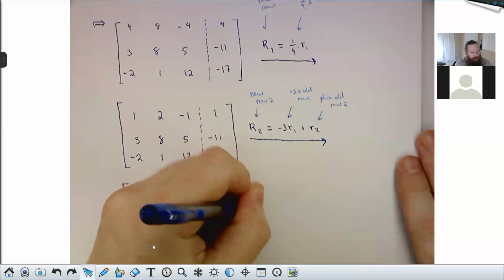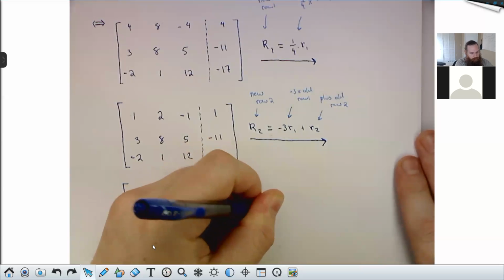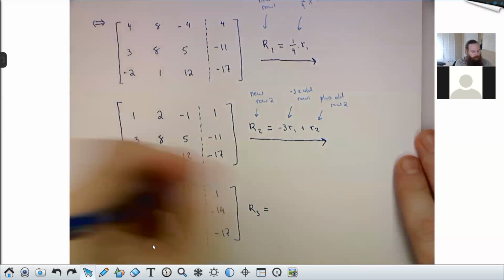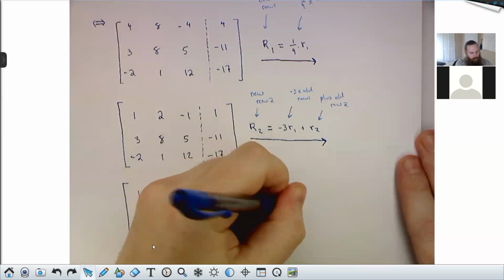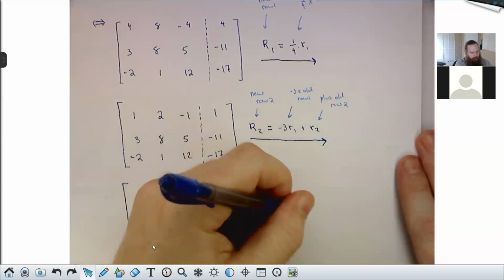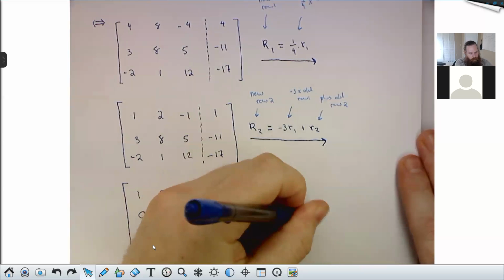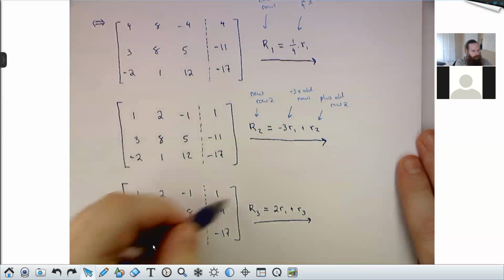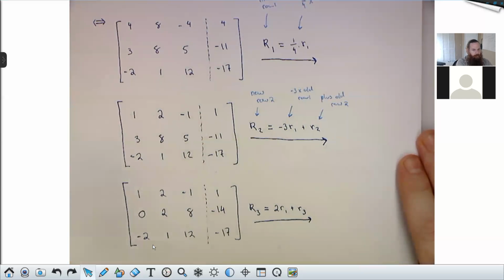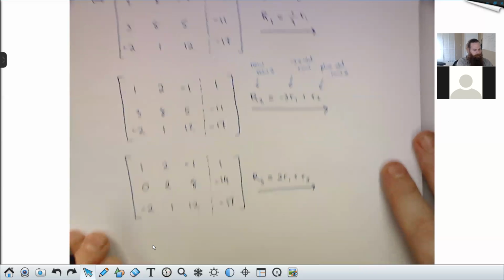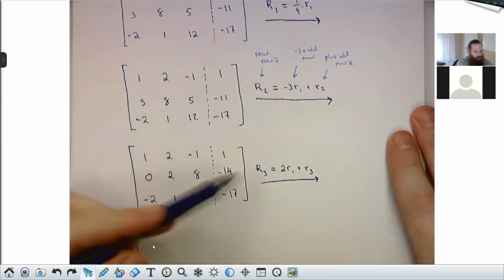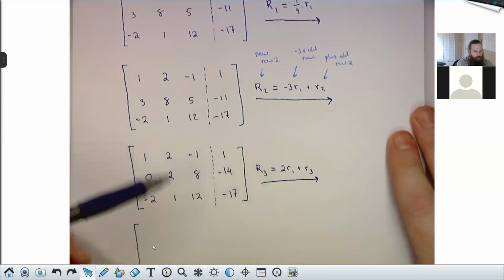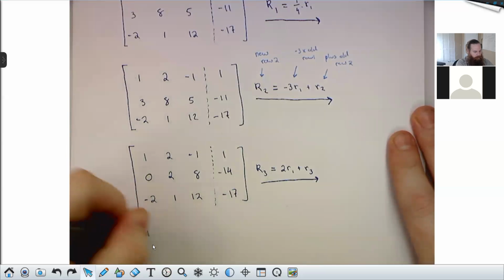So the row I'm changing here is row 3. My new row 3 is going to be 2 times old row 1 plus my old row 3. I'm going to multiply this row by 2 and add it to this row. I'm changing row 3, so rows 1 and 2 stay the same. I copy them down.